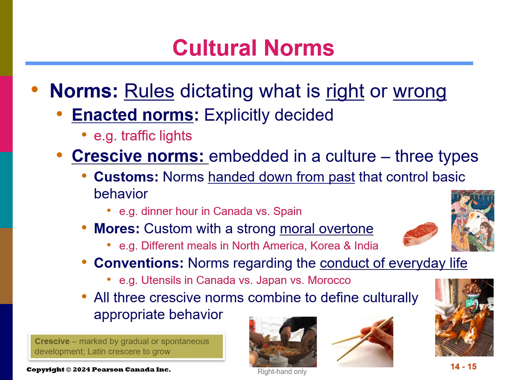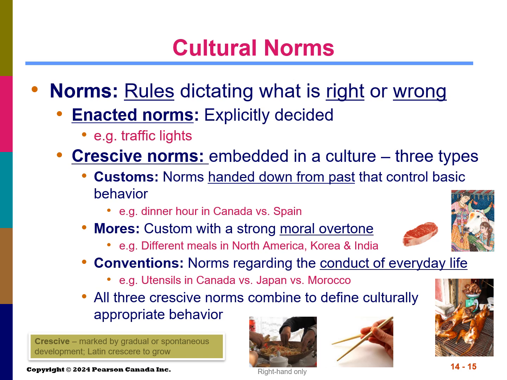Every culture has cultural norms. Norms are rules dictating what's right or wrong in a society. They may be enacted norms or oppressive norms. Enacted norms are explicitly decided, for example, stopping at red traffic lights and proceeding on a green light. Oppressive norms are embedded in a culture.